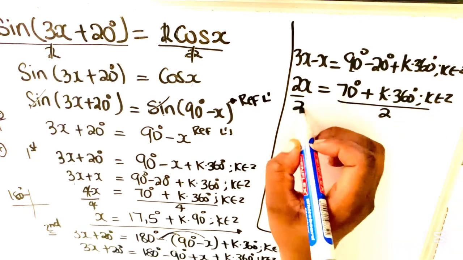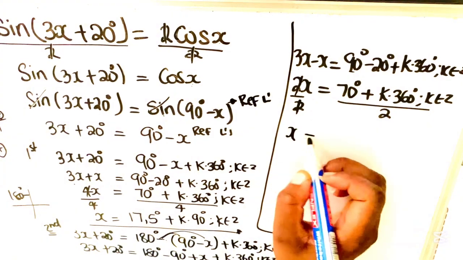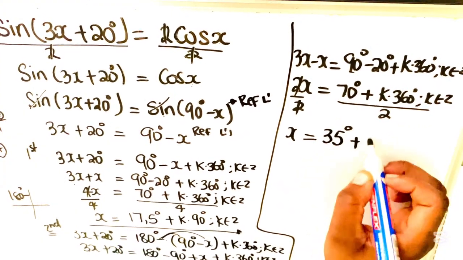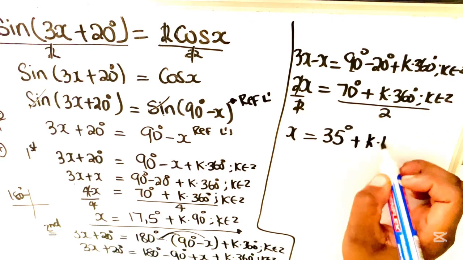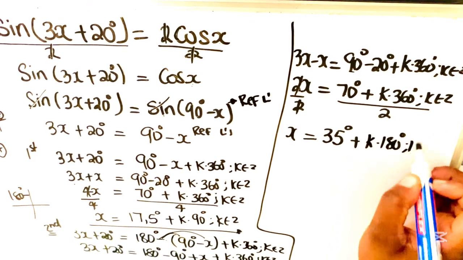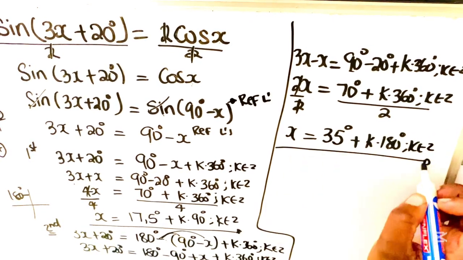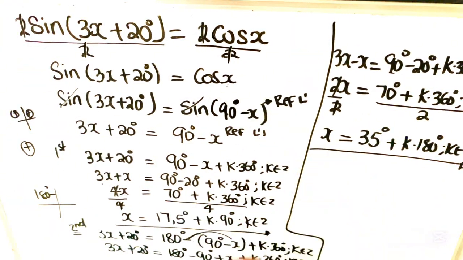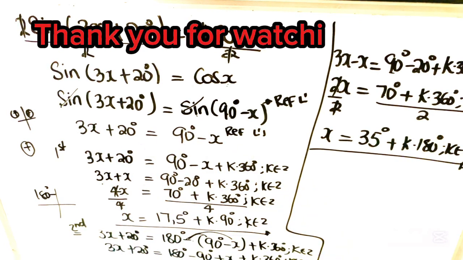Divide by 2. 70 divided by 2 is 35 plus k times, 360 divided by 2 is 180 degrees. So this is the second possible solution of the equation. So the trick was to know how to apply the cofunction so that you can work with one trig ratio in an equation. Thank you and bye.